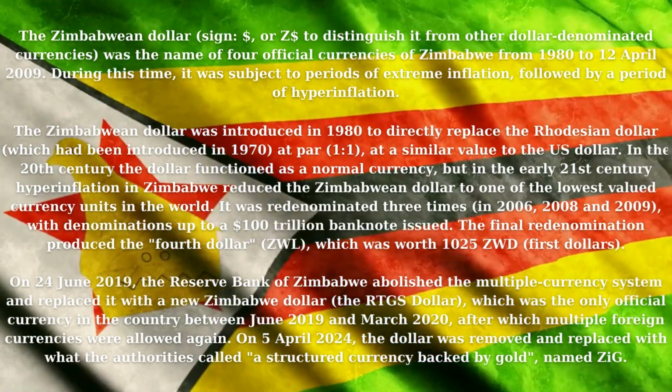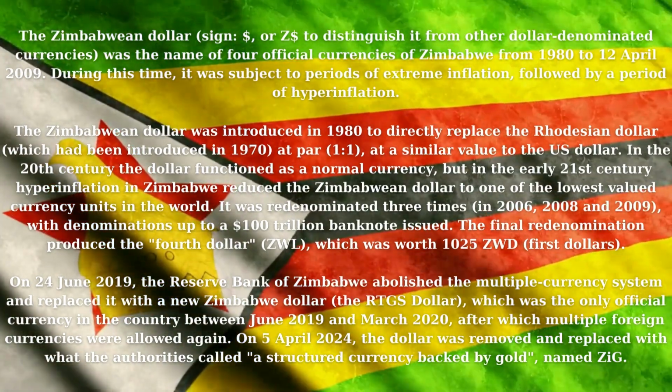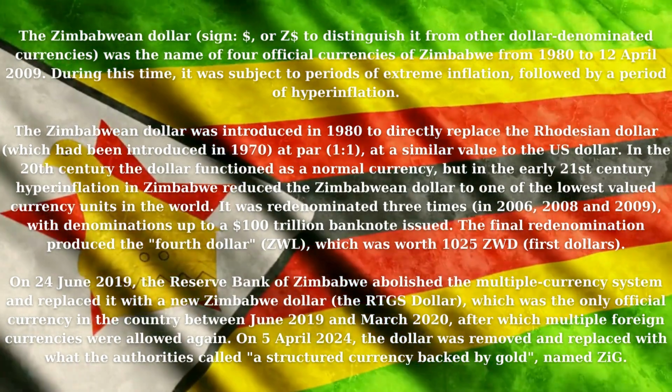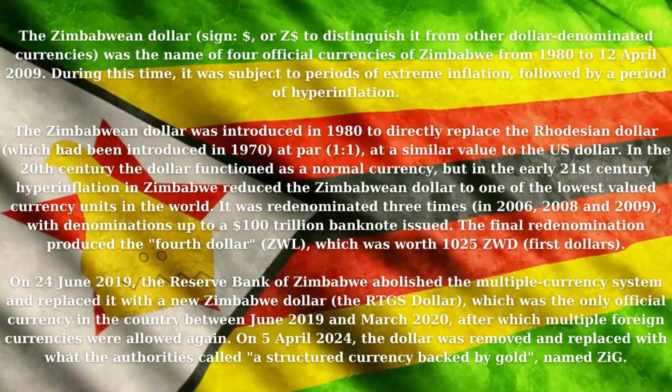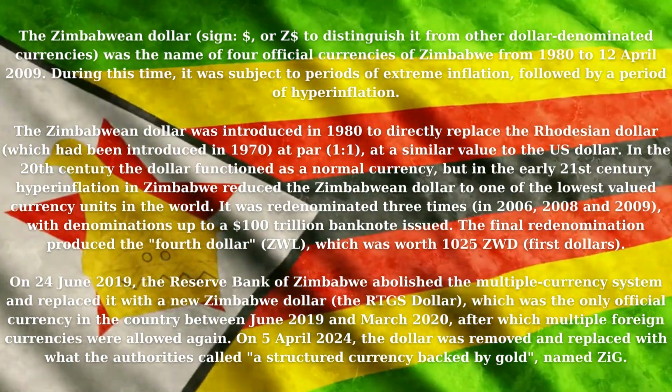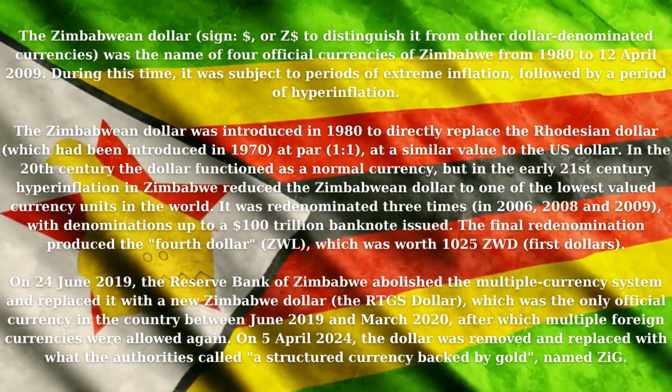The Zimbabwean dollar, sign $, or Z$ to distinguish it from other dollar-denominated currencies, was the name for official currencies of Zimbabwe, from 1980 to the 12th of April 2009. During this time, it was subject to periods of extreme inflation, followed by a period of hyperinflation.